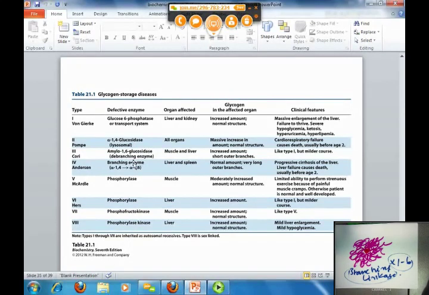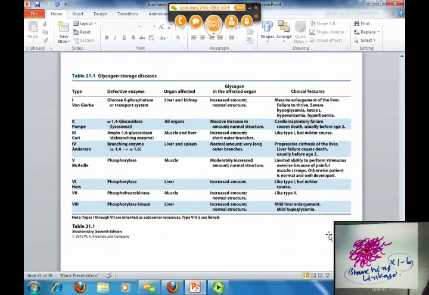And then Cori disease, the third type: the amylo-1,6-glucosidase debranching enzyme in muscle and liver, with an increased amount of short-branched glycogen, like type 1 and a milder course. And then Anderson disease and McArdle disease, phosphorylase in the muscle, and Hers disease, phosphorylase in the liver. The seventh type is phosphofructokinase in muscle, with increased amount of normal glycogen structure, like type 5, which is McArdle. And this is phosphorylase kinase B, the 8th type of glycogen storage disease.